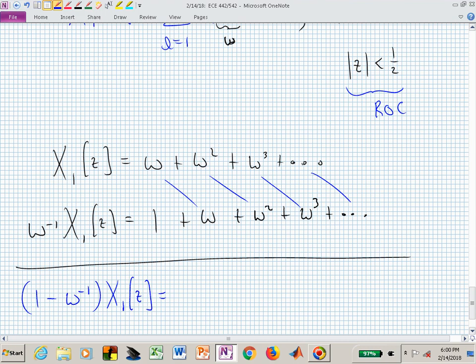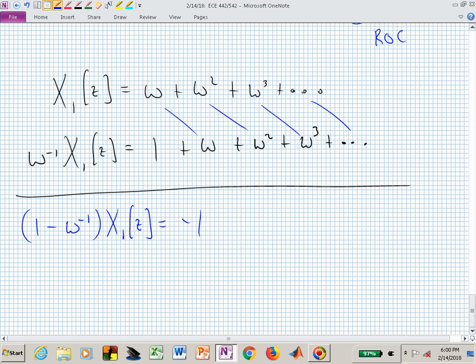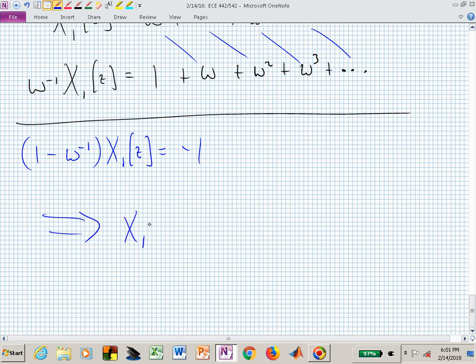And what do I have on the right? I'm now subtracting the second row from the top row, so I now have a minus 1. So that now I have capital X sub 1 of z is in fact minus 1 over 1 minus W to the minus 1. Or if I wanted that written in terms of W's instead of W inverse, I could scale by 1, which is W over W, and I have minus W over W minus 1.